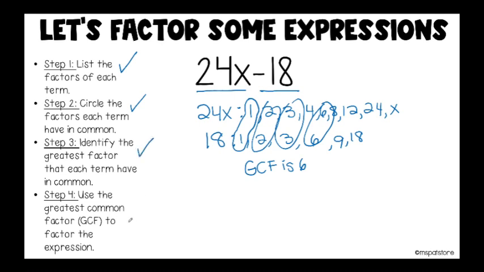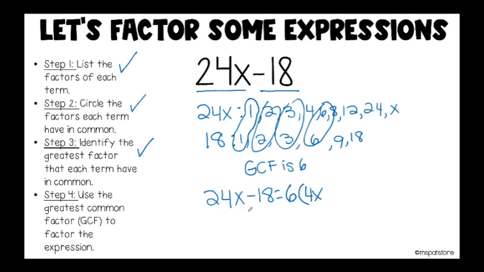Step number 4, it says, use the greatest common factor to factor the expression. So now I have my expression. Let me rewrite it. 24x negative 18. So now I'm going to be using the distributive property that we learned from a previous video, but I'm going to be using the 6 outside my parentheses. So 6 times what number will give me 24x? Yes, you got it right. 4x. 6 times 4x is 24x.